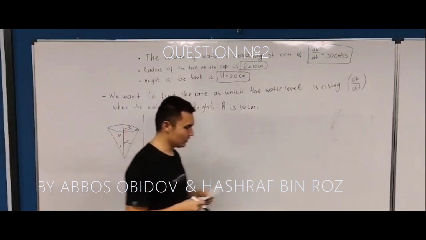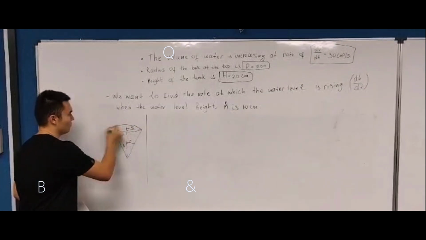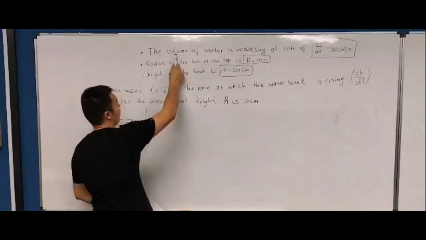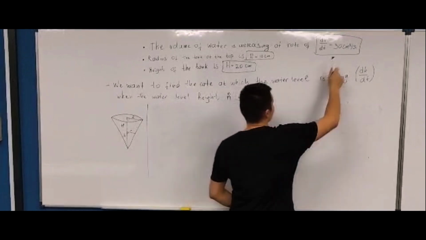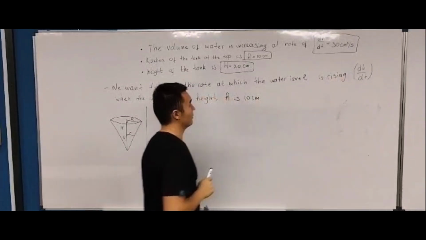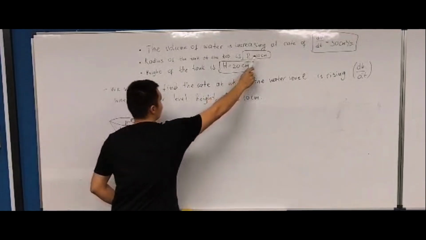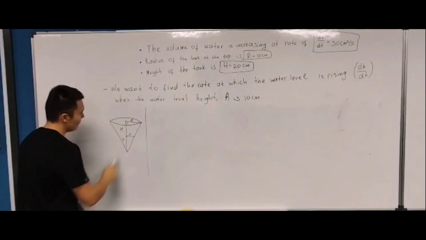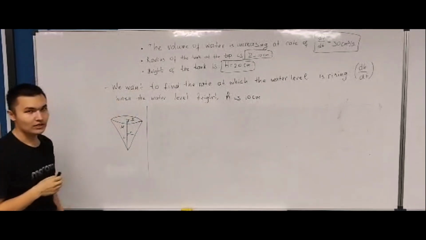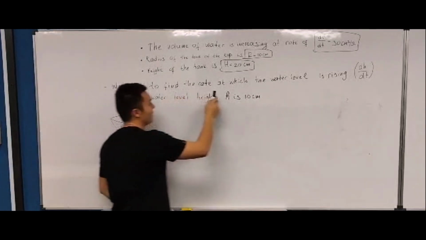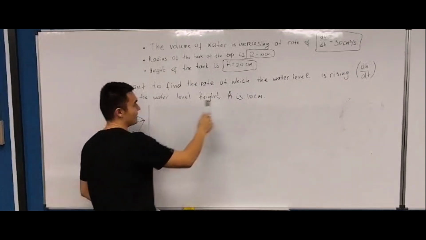Okay, so the next question is question number 2. Here we have a cone and some information. We have a volume of water which is increasing at the rate of 30 cubic centimeters per second. Another piece of information is the radius, which equals 10 centimeters. Lastly, we have the height, which equals 10 centimeters. The question asks us to find the rate at which the water level is rising when the water level height is 10 centimeters.